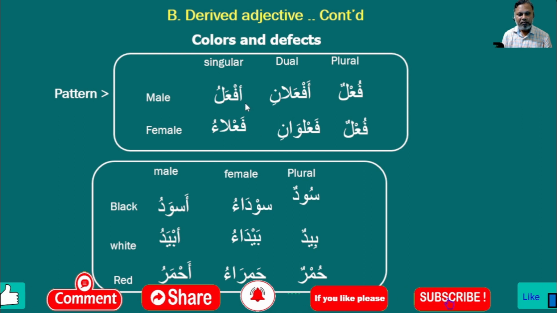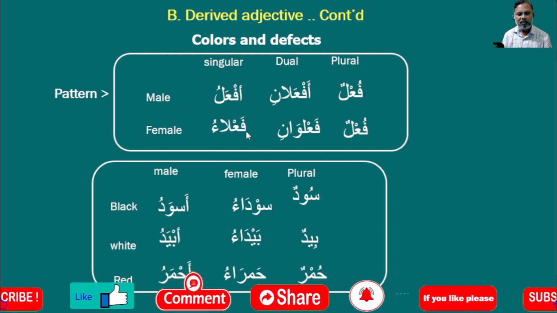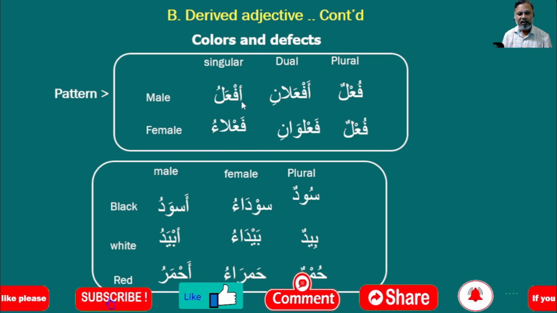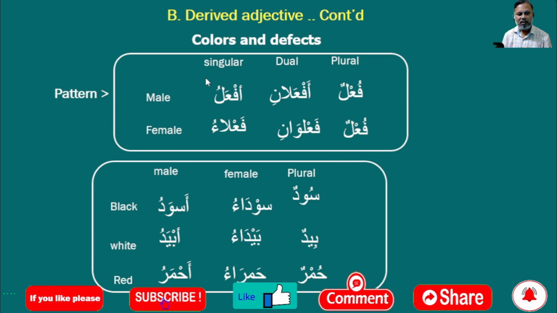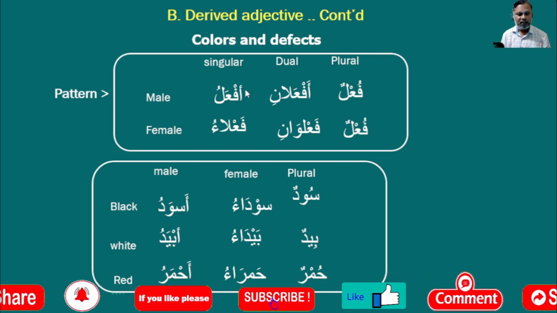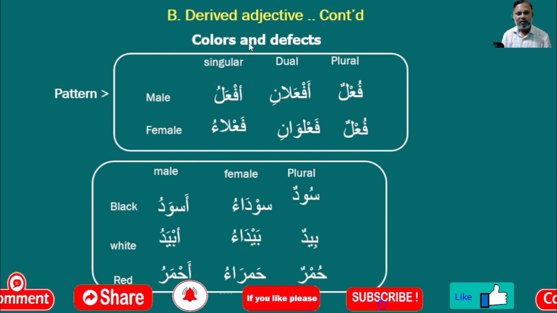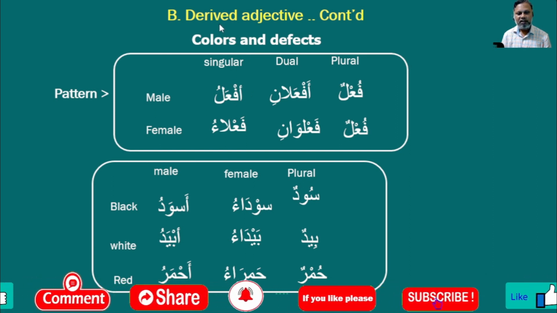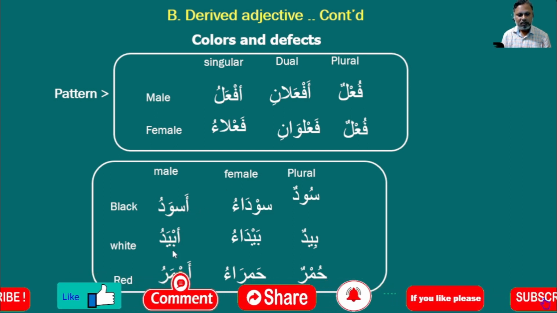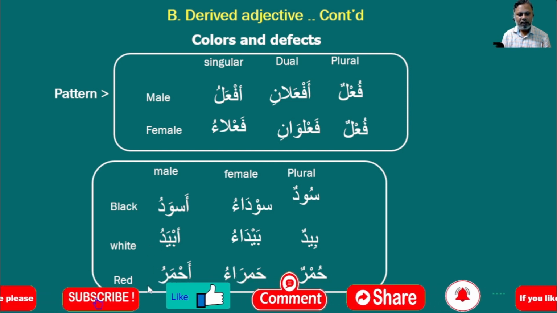These two patterns are enough to memorize, af'alu and fa'la'u. And out of these two, the male af'alu is very important to memorize. The af'alu pattern is used to express colors and defects as a derived adjective: aswadu, abyadu, ahmaru, black, white, red.